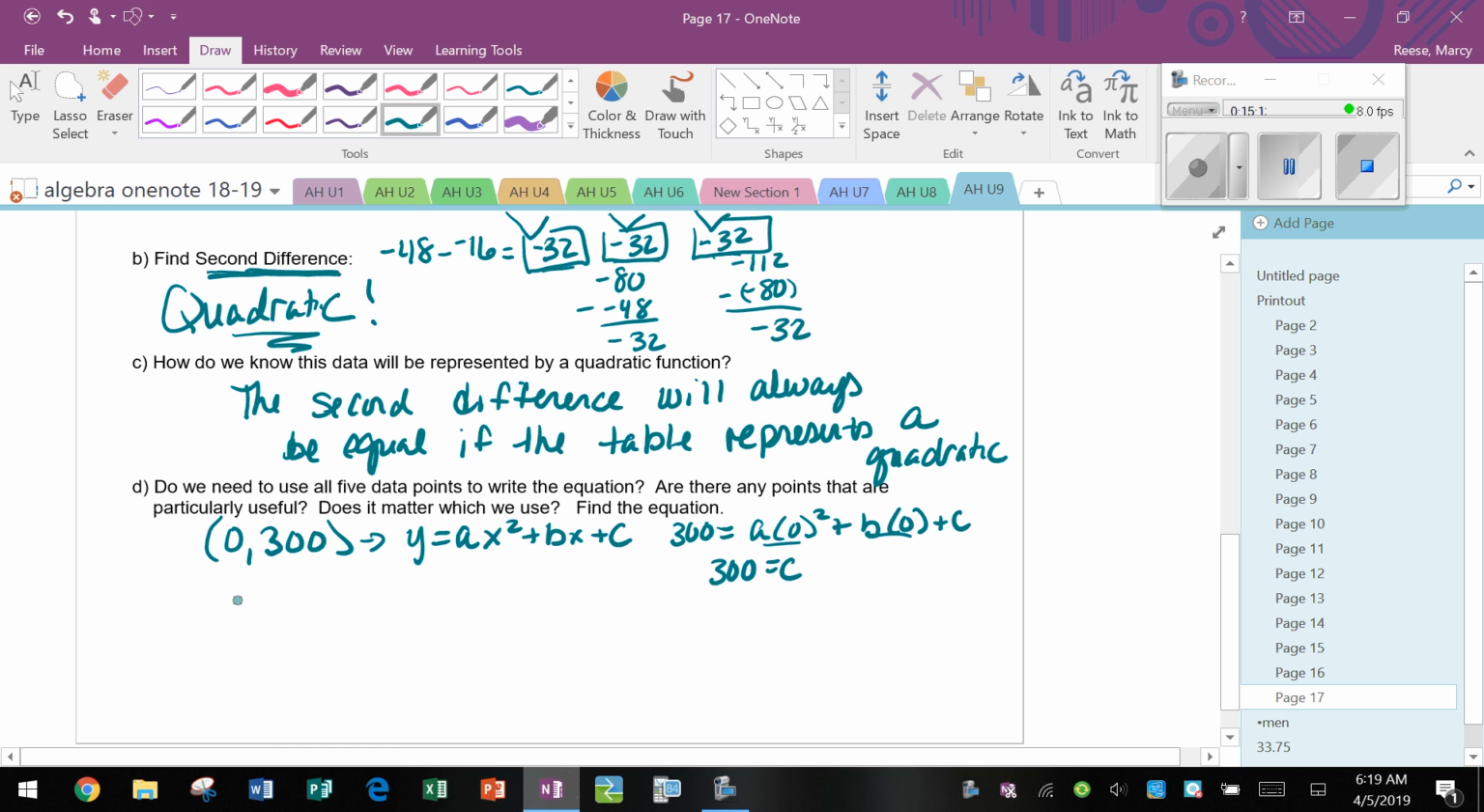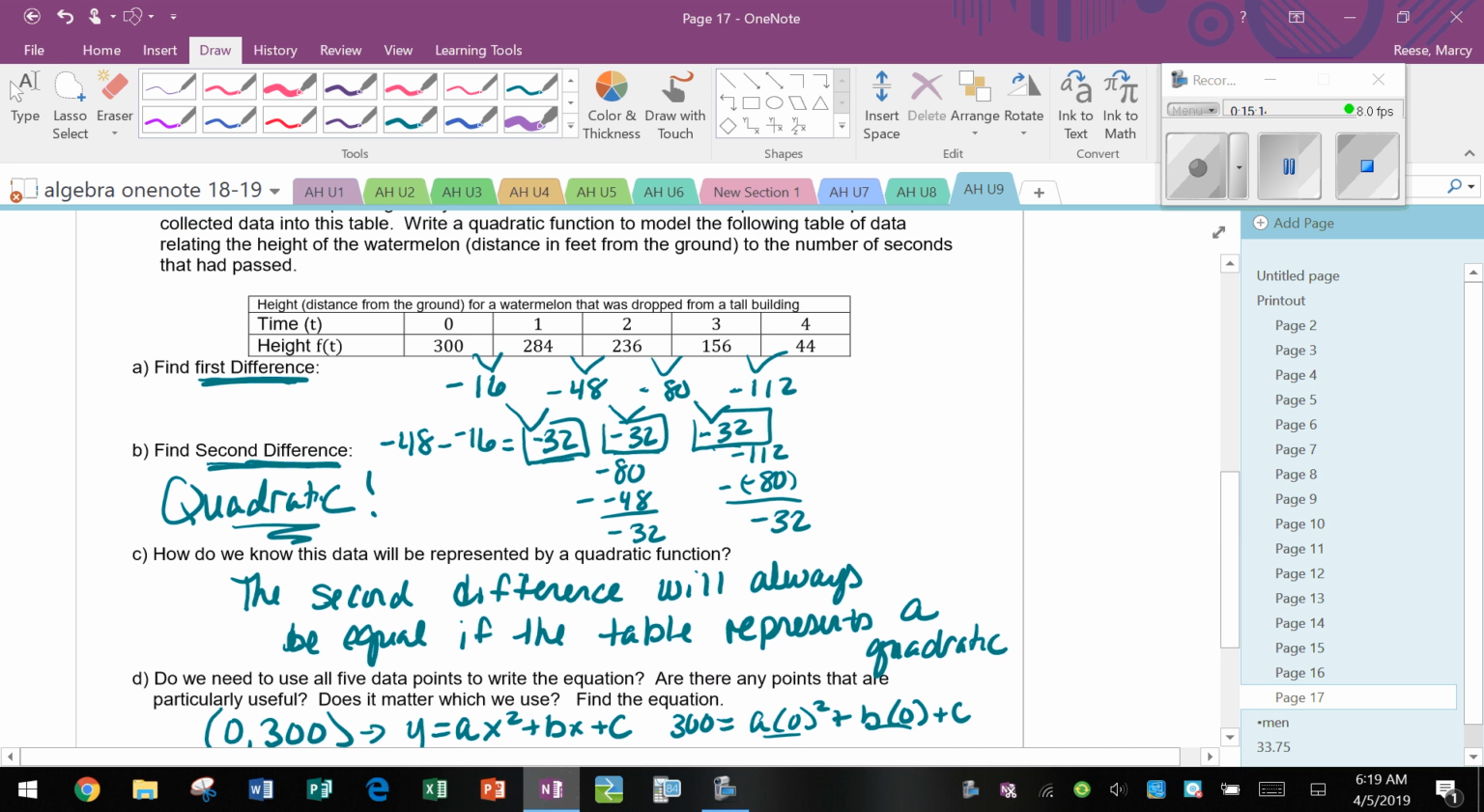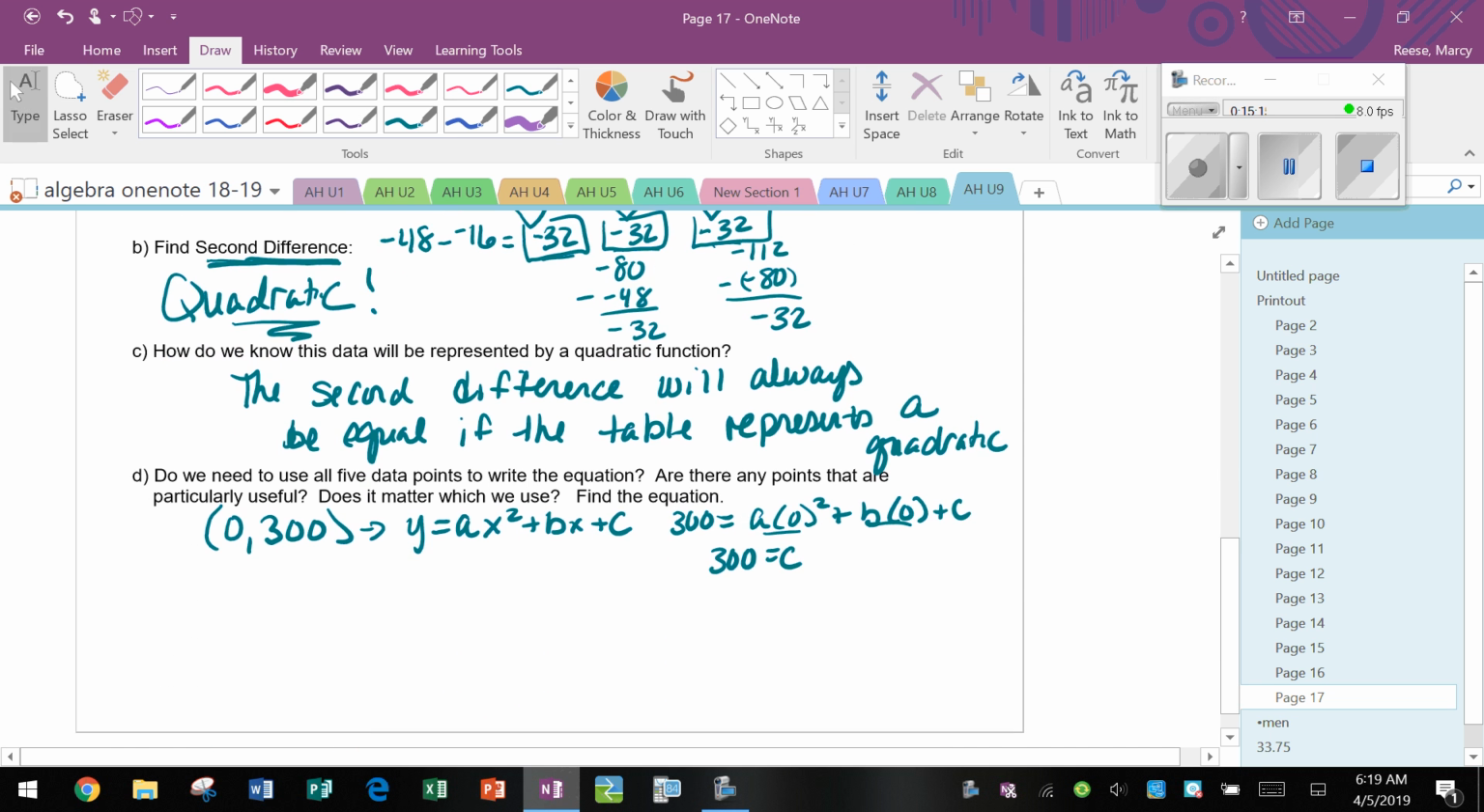Okay. So the other point, let's pick 1, 2, and 284 from that table. And you're just going to do what we've been doing. Like I said, you're going to plug it in. You're going to put 284 as the y, and 1 is your x. And you're just going to rewrite this: a plus b plus c. That's an easy one too.